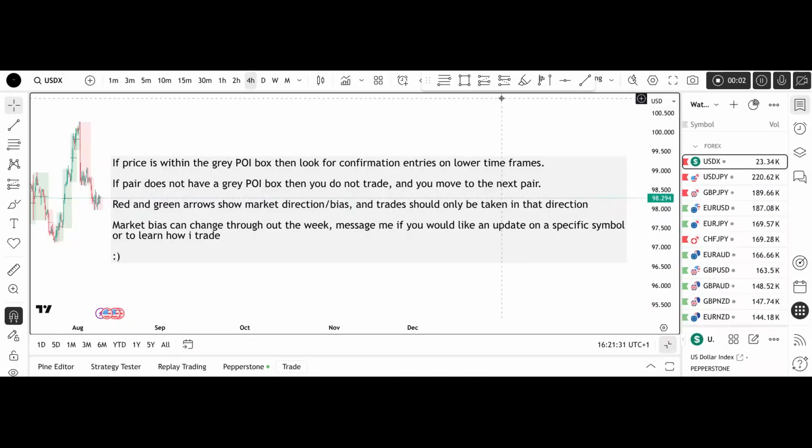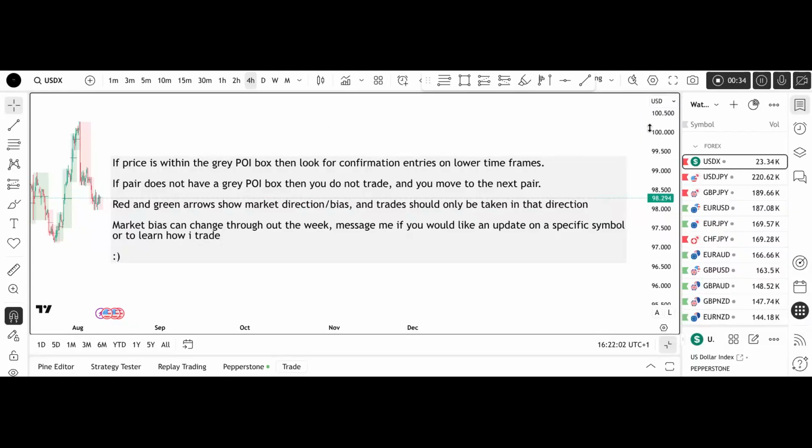Hello. Okay, so this is my weekly forecast for next week. I'll simply go through all the Forex pairs that I trade and tell you the direction and also whether the price action or the candlesticks are within my point of interest to start looking for trades on lower time frames. So yeah, just pause the screen here and read through everything that I've got up on the screen.